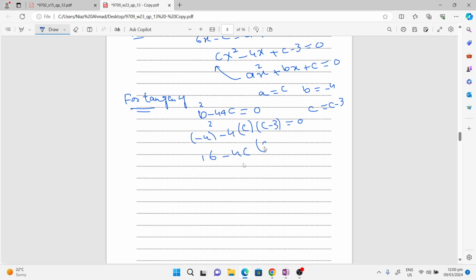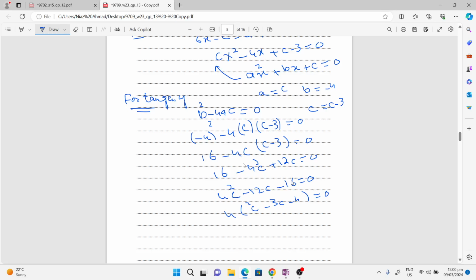Just multiply 4 with c, and then you have a bracket, and then you can expand that bracket. So mathematical operations should be followed. So it will give me 4c square, and then plus 12c. It equals 0. I'm making it positive and taking everything to the right side. So it will be 4c square minus 12c minus 16 equals 0. Take 4 as the common factor. So it will give you c square minus 3c minus 4 equals 0.